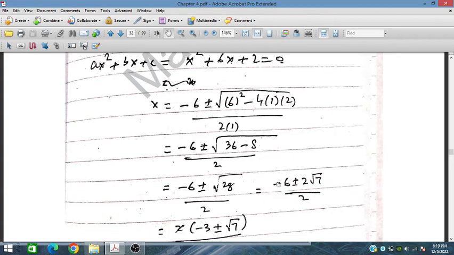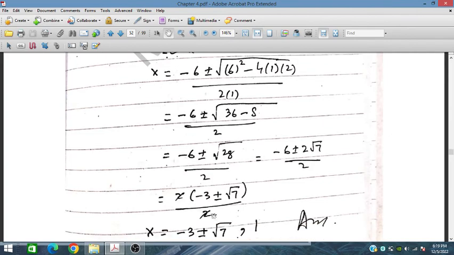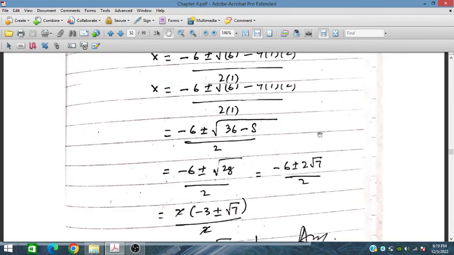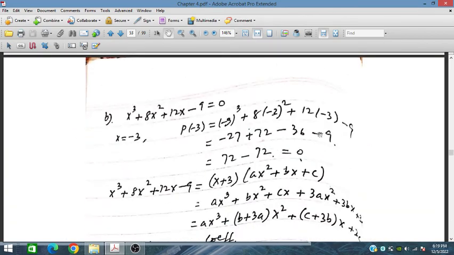Maybe 2 can be taken out common, so it becomes simplified as minus 3 plus minus root 7. So 2 solutions are here, and the other is this. So there are 3 solutions: minus 3 minus under root 7, minus 3 plus under root 7, and 1. This is the solution. So this is also very important. And this is the B part.